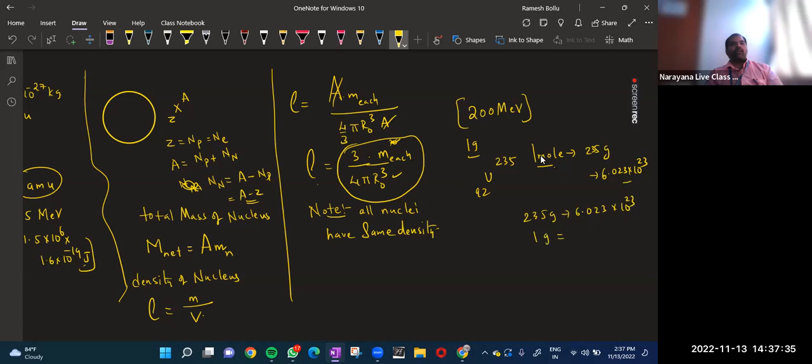Means 1 gram containing how many nuclei? So just imagine how many will come. 6.023 into 10 power 23 nuclei. So I am leaving it for your imagination only. Missiles, how many are there? This much only missile. Launcher is big. Nucleus, this thing is this much only.